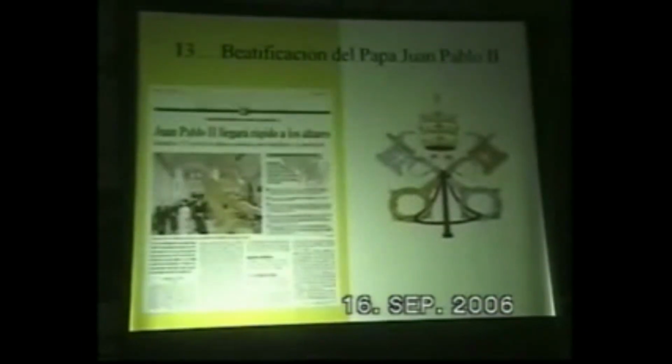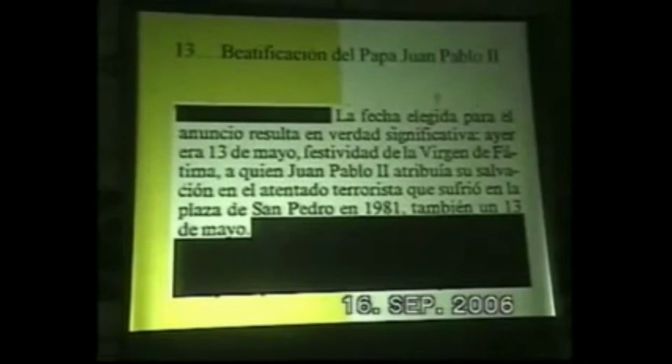And also, it is curious for Benedict XVI to say or do something very important. The date chosen for the announcement is truly significant, that of the beatification of John Paul II, who was wanted to be made a saint, you know? Normally it takes a load of years for someone to become a saint, and instead with John Paul II they were in a hurry. He must be made a saint as soon as possible. And when does he announce this? Yesterday was May the 13th. Blimey, festivity of the Virgin of Fatima, to whom John Paul II attributed his salvation in the terrorist attack he suffered in St. Peter's Square in 1981, also on May the 13th. What a mania for 13s!